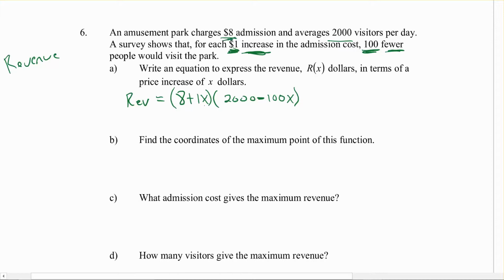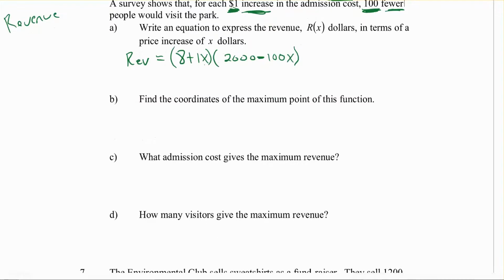Just start off with your initial numbers, and then add a dollar to the dollar one. Subtract to the fewer people one, so subtract 100 or whatever that number is, and then add an X to the end of it. Every one of these is going to be the exact same. So if you can get that down, you'll be golden. Okay, so that's it. You can leave it like that. You can type that right in your calculator like that.